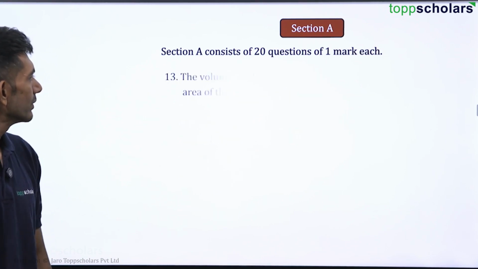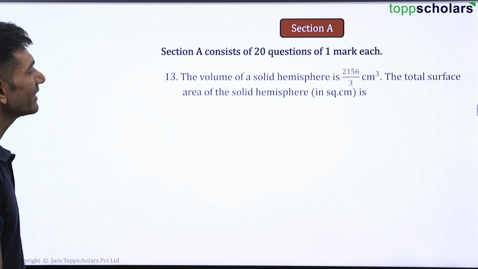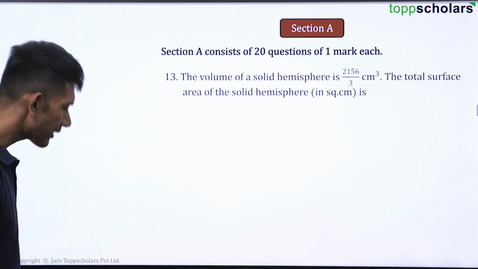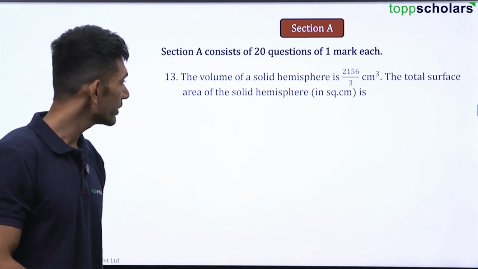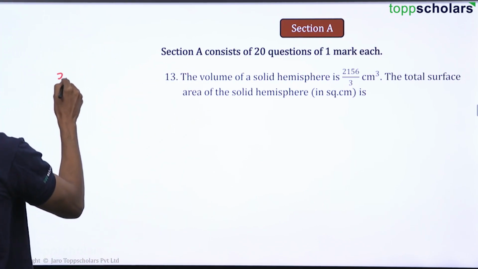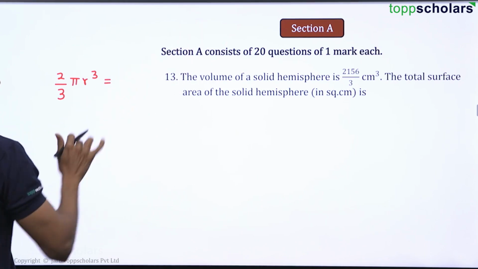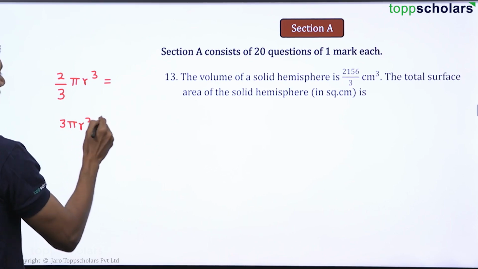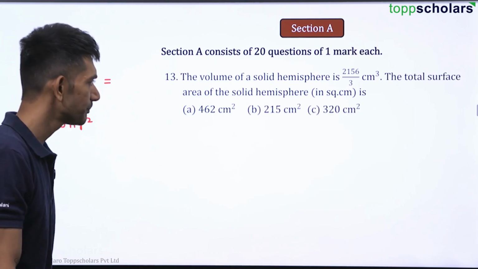Easy. Let's continue. So the volume of a solid hemisphere is 2156 by 3 centimeter cube. The total surface area of the solid hemisphere is what? Volume is given. We are supposed to find out the total surface area. So children, always remember, we need to know all the formulae as well. We need to know two formulae here. One is the volume of solid hemisphere, which is 2 by 3 pi r cube. You should know this, and then total surface area is 3 pi r square. It is not 2 pi r square, it is 3 pi r square because it is a solid hemisphere. Anyways, let's see the solution.